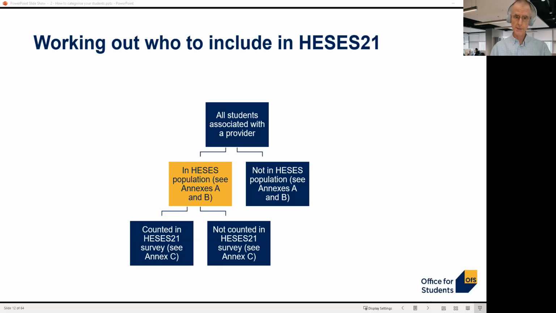But because HESES is only counting higher education activity, you can imagine scenarios where we're not interested in all the students at a provider. For example, further education colleges that also teach higher education courses, well, we wouldn't want to count all their further education students. Those that are included, the definitions for those to be included are in Annexes A and B of the HESES guidance. And the criteria for this are summarized in our next slide.